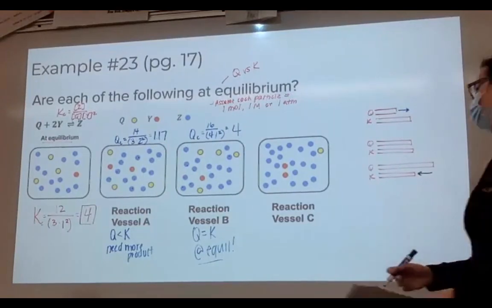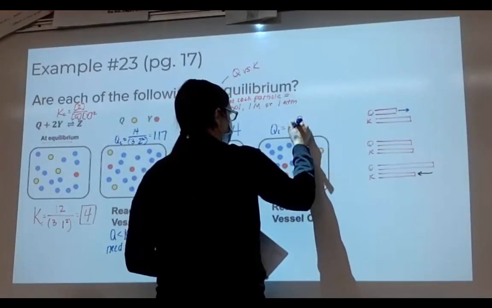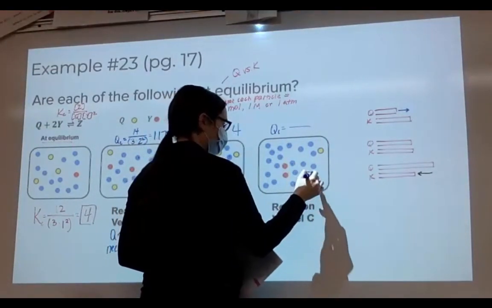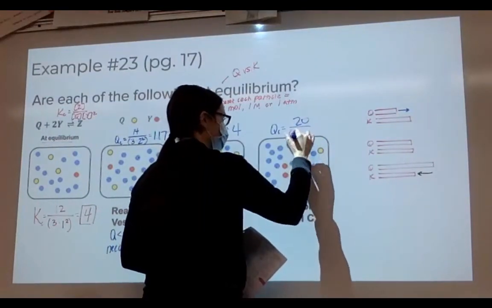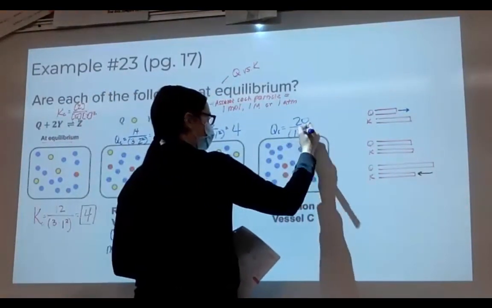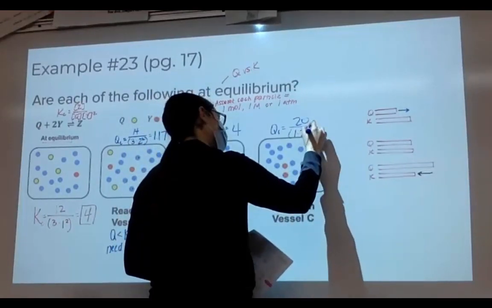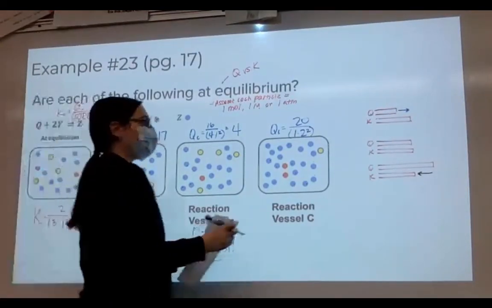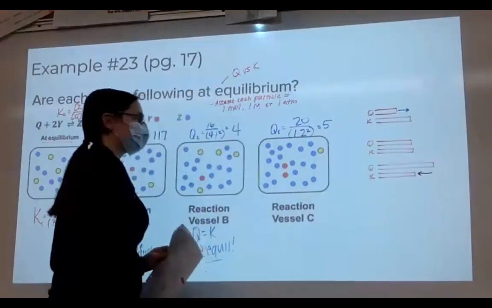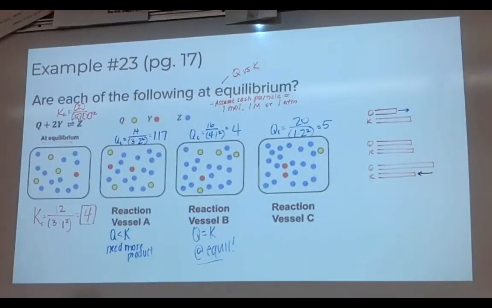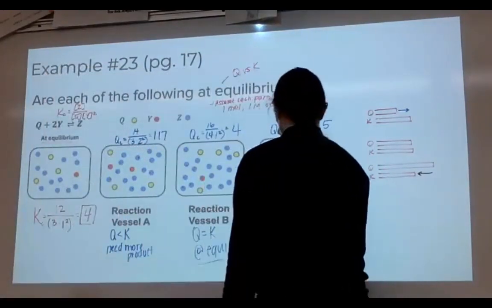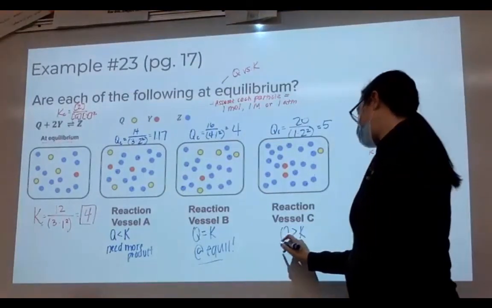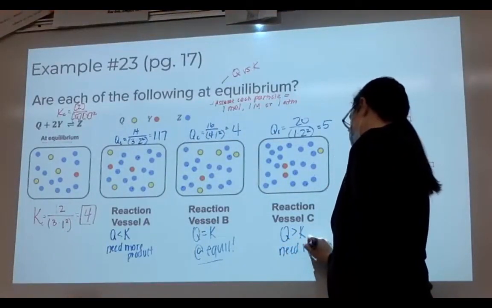And then if we do the same thing for vessel C, over 1Q times 2Y squared. So 20 divided by 4 is 5. Is vessel C at equilibrium? No. And in this case, Q is greater than K. So when Q is greater than K, we need more reactant.